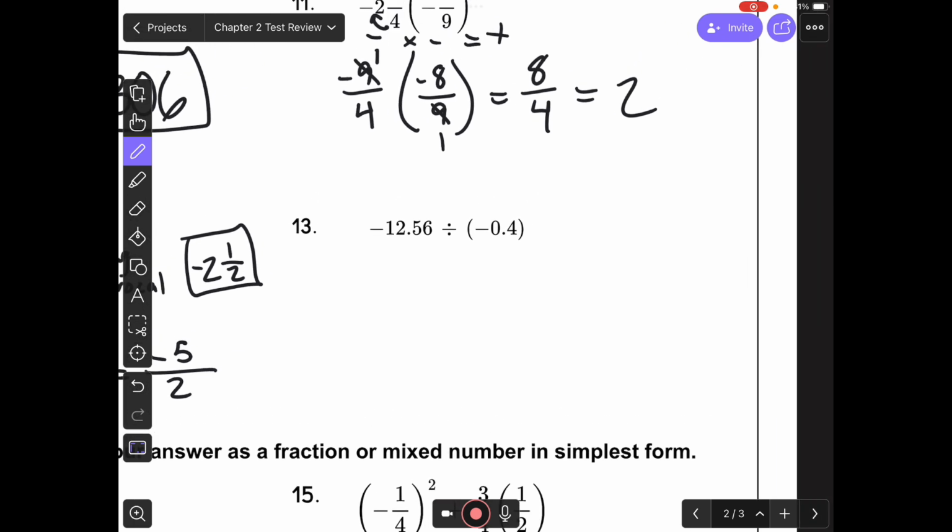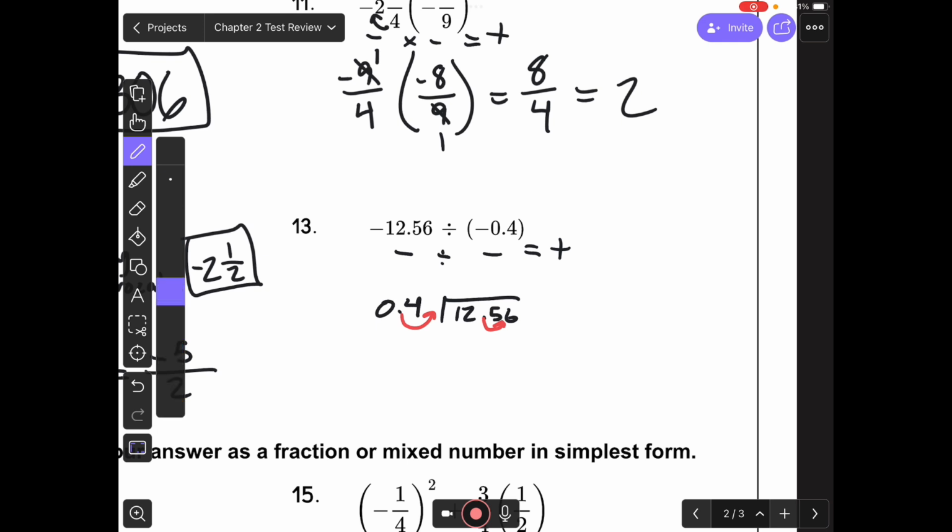For number 13, I've got a negative being divided by a negative. This has to be positive. To set this up, 12.56 goes inside, 0.4 goes outside. I get to move this decimal point to make that outside number a whole number. Whatever I do outside, I must do inside, exactly the same. My new division problem looks like this. And from there we divide.